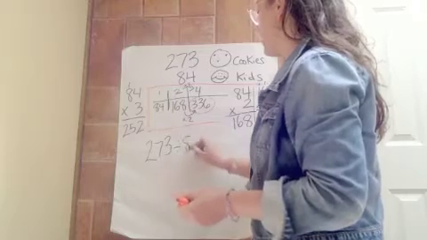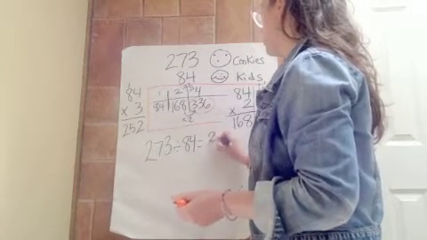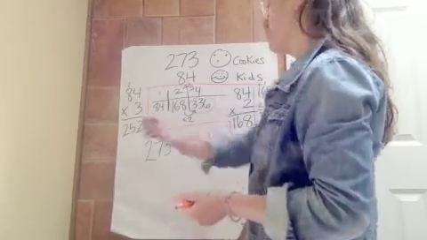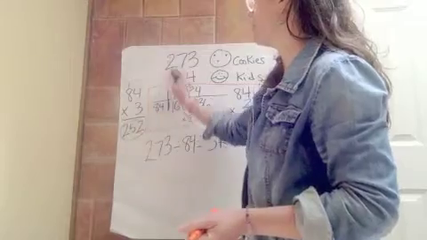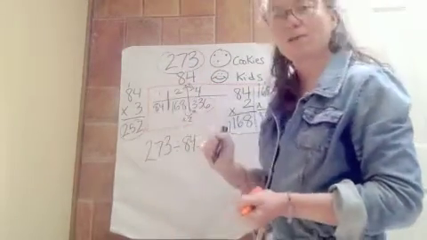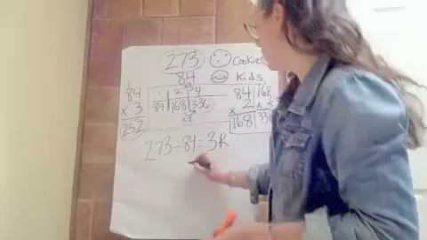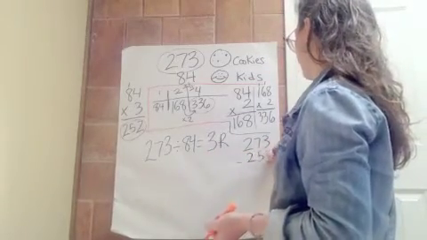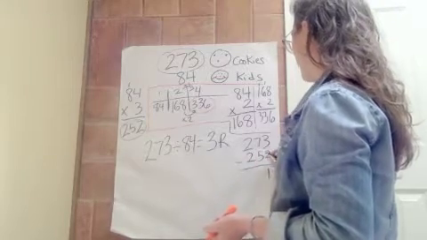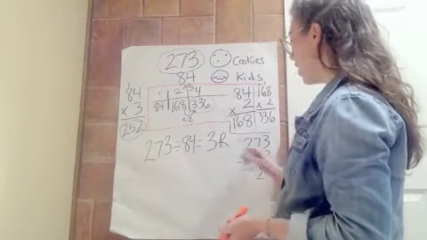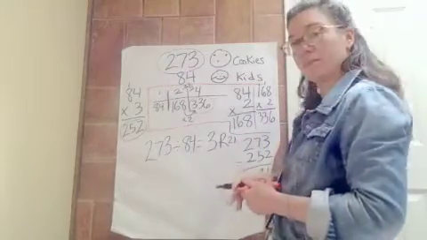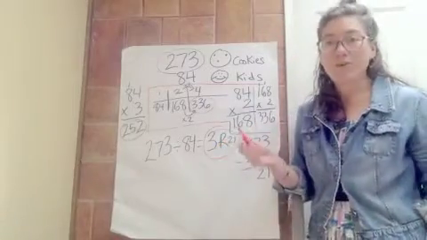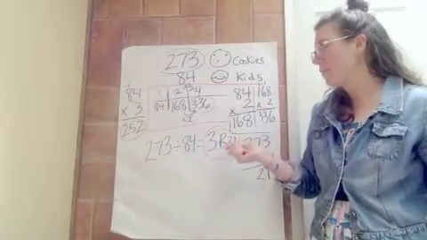273 divided by 84 equals 3 with a remainder of what? 3 with a remainder of, we'll have to figure out the difference between 273 and 252. Stay with me. So we could do that subtraction really quick. 3 minus 2 is 1. 7 minus 5 is 2. A remainder of 21.